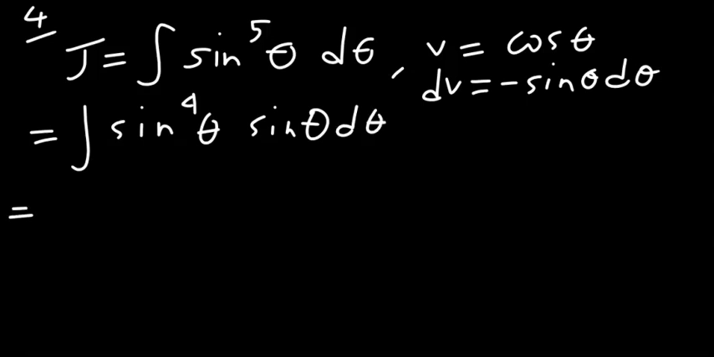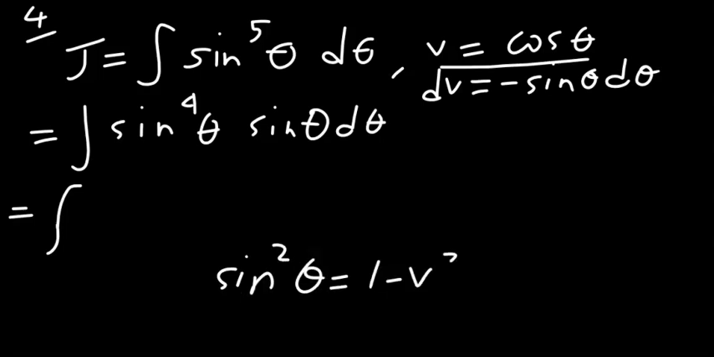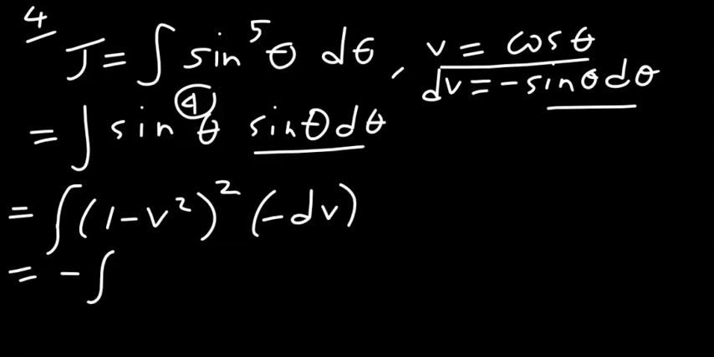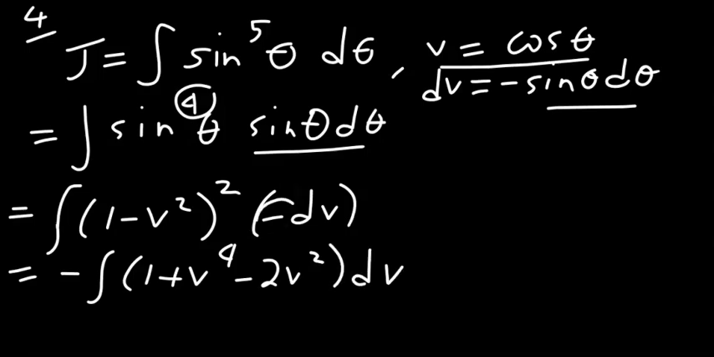And by now, using the trigonometry identity, we know that since v is cosine theta, sine squared theta is 1 minus v squared. But here there is a 4, so it is just a square of 1 minus v squared. Now the remaining term, sine theta d theta, from here is just minus dv. Expanding the bracket, we get 1 plus v to the power of 4 minus 2v squared dv. Remember, I've taken this minus sign out of that integral sign.